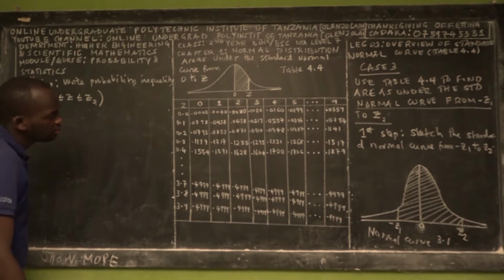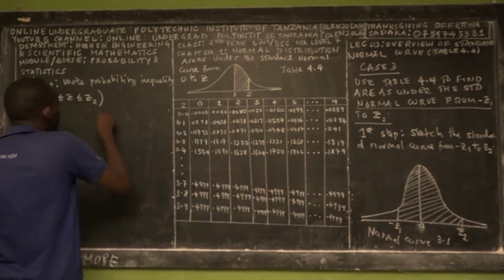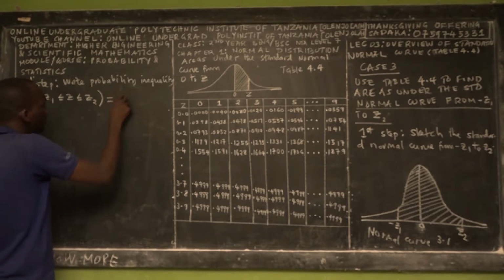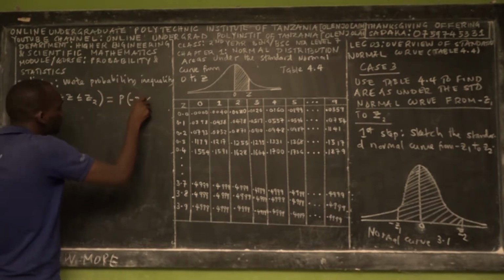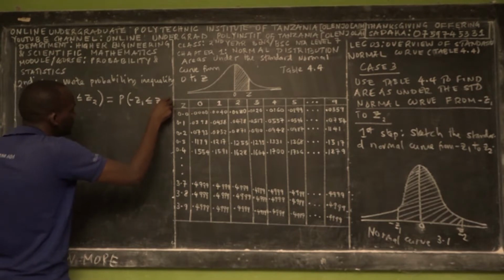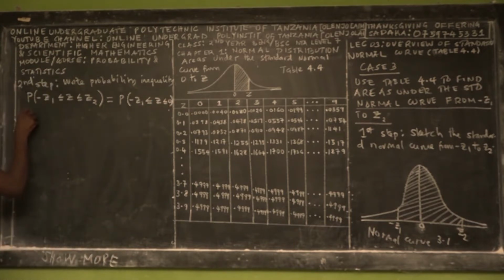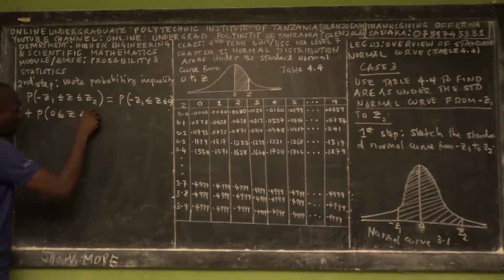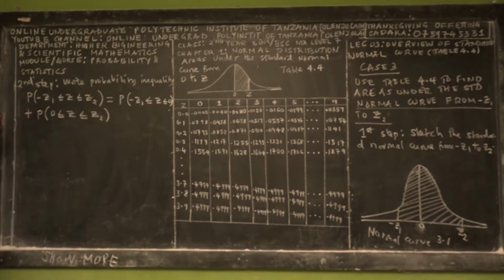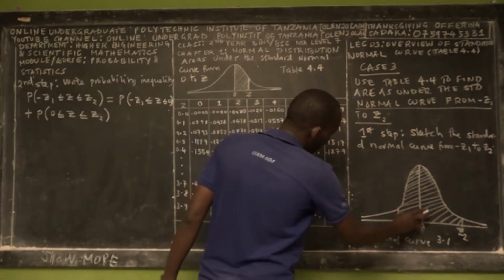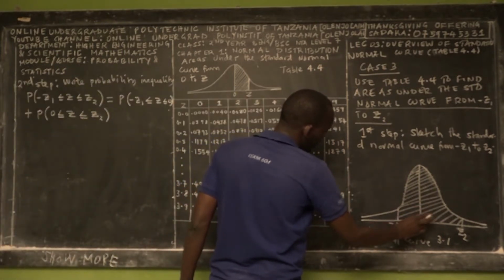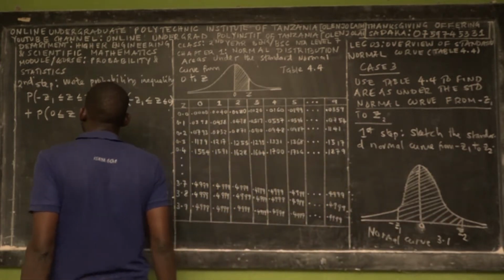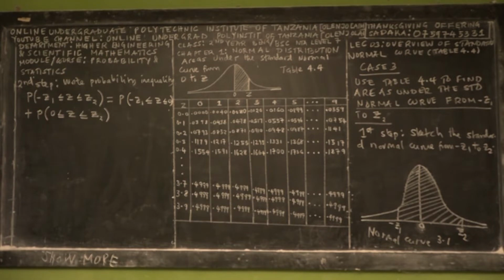Right? So area under this normal curve, mathematically, is equal to probability from negative Z1 less than or equal to Z less than or equal to 0, plus what? Probability from 0 less than or equal to Z less than or equal to Z2. So means that you have to take the area under this normal curve plus area under this normal curve. Okay? So that's the process that you have to take. Right? So that's the inequality.